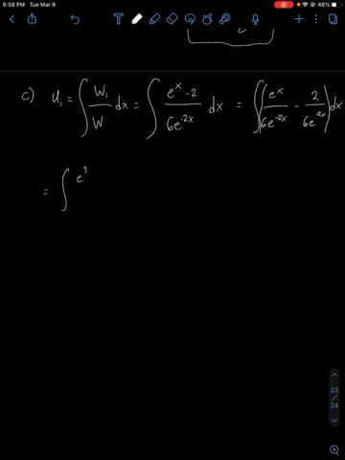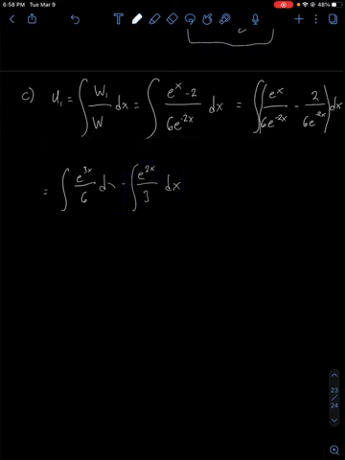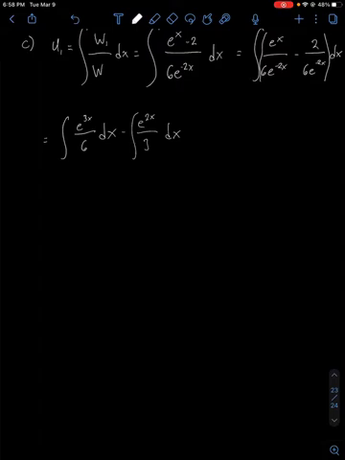So e to the 3x over 6 minus 1, well, I'm just going to say e to the 2x over 3 dx. And then if we split these two integrals up, so that way we can deal with them individually, that means that I can do a u sub for both.